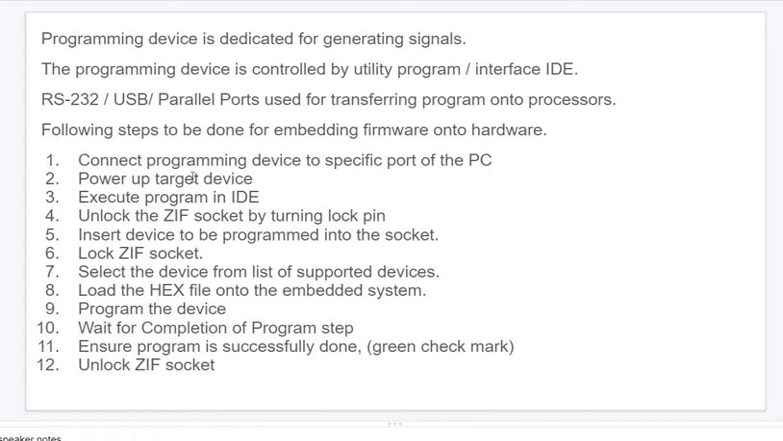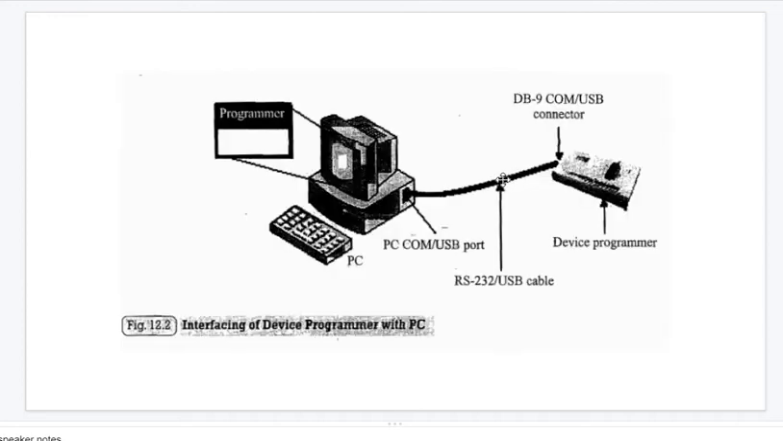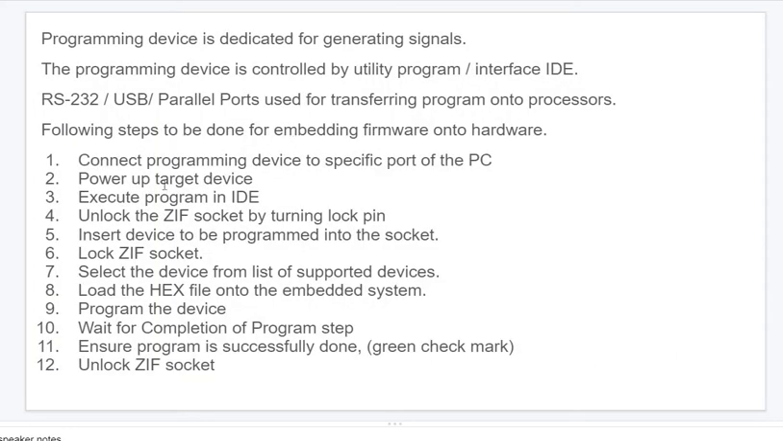Second, power up the target device. It is important because we are sending data through this cable, but if the device is not ready by voltage or not active, then sending data fails. To avoid that data loss, we should make the receiver active. Making the receiver active is called powering up the target device. Third, execute the program in the IDE so that we get a hex file. If you don't get a hex file, it is not possible to transfer. So getting a hex file is called executing the program.